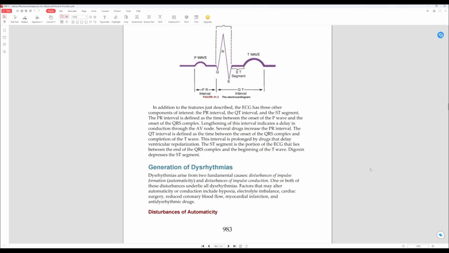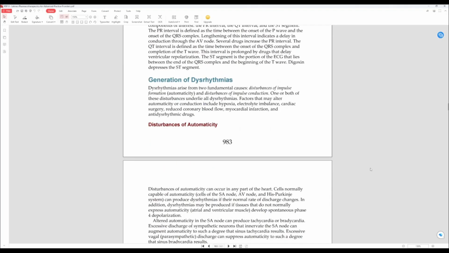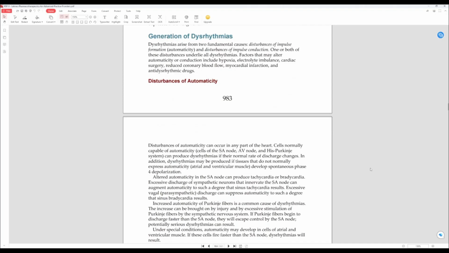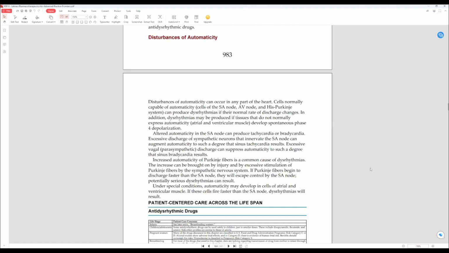So, the generation of dysrhythmias. Dysrhythmias arise from two fundamental causes: a disturbance of impulse formation and a disturbance of impulse conduction. One or both of these disturbances underlie all dysrhythmias. Factors that may alter automaticity or conduction include hypoxia, an electrolyte imbalance, cardiac surgery, reduced coronary blood flow, myocardial infarction, and finally, antidysrhythmic drugs.